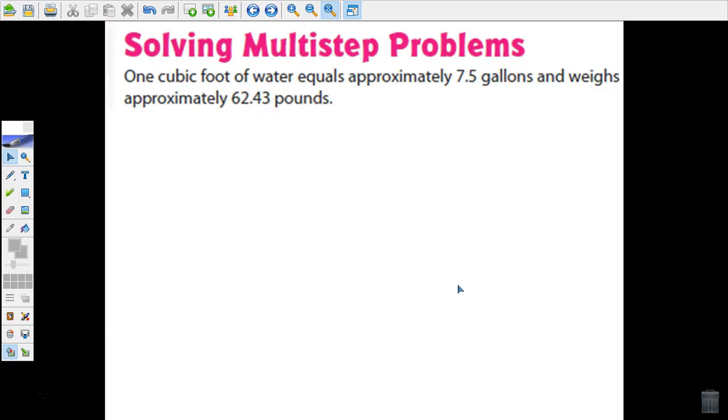Okay. So now we're on to solving multi-step problems. So 1 cubic foot of water equals approximately 7.5 gallons and weighs approximately 62.43 pounds. So I'm going to need everybody to just put a star next to this and remember it, because when you get to the homework, you might have a question that you need this information to help you solve it, okay? Like this next example, you need to know 1 cubic foot of water.